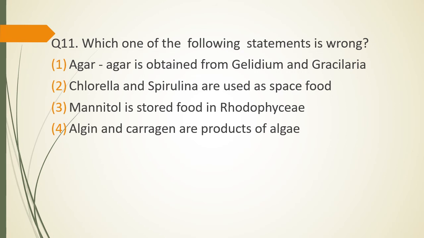Question number 11. Which one of the following statements is wrong? Agar-agar is obtained from Gelidium and Gracilaria. Chlorella and spirulina are used as space food. Mannitol is the stored food in Rhodophyceae. Algin, carrageen are algal products. You have to find the statement which is incorrect. The answer is option 3 is incorrect.